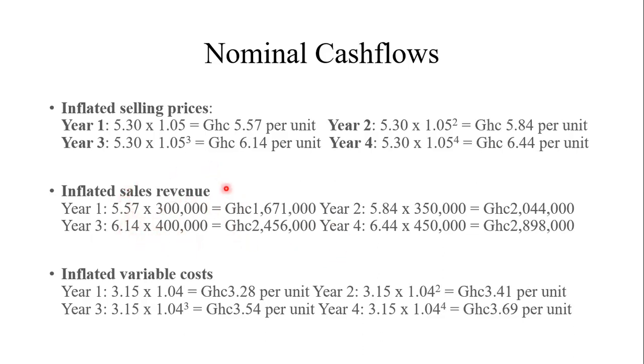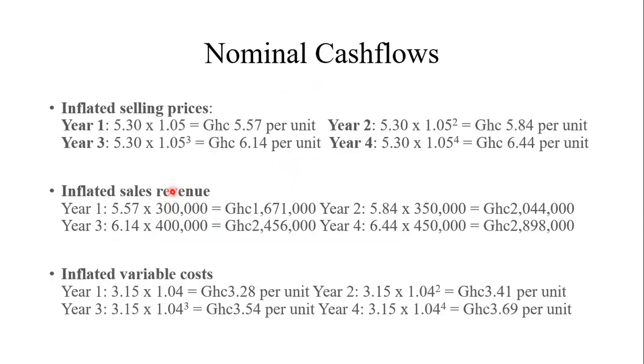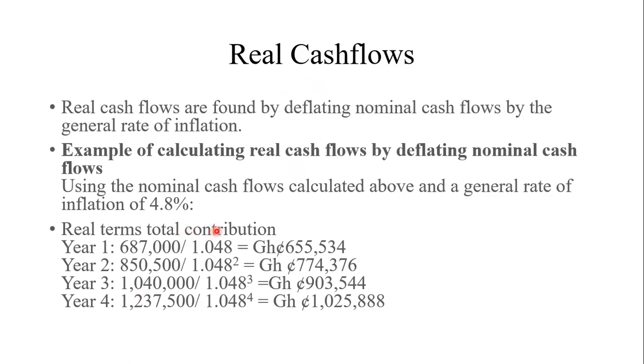Complete the revenues for each year, and then complete the variable cost for each year, and then deduct that from the sales revenue. It should give you the contributions for the various years. And this is what you are supposed to get for year 1, year 2, year 3, and year 4. And in this question, we are asked to calculate the real cash flows. So what you would get after this simple assignment of taking the variable cost from the sales revenue is going to give you your contribution, which is nominal contribution.